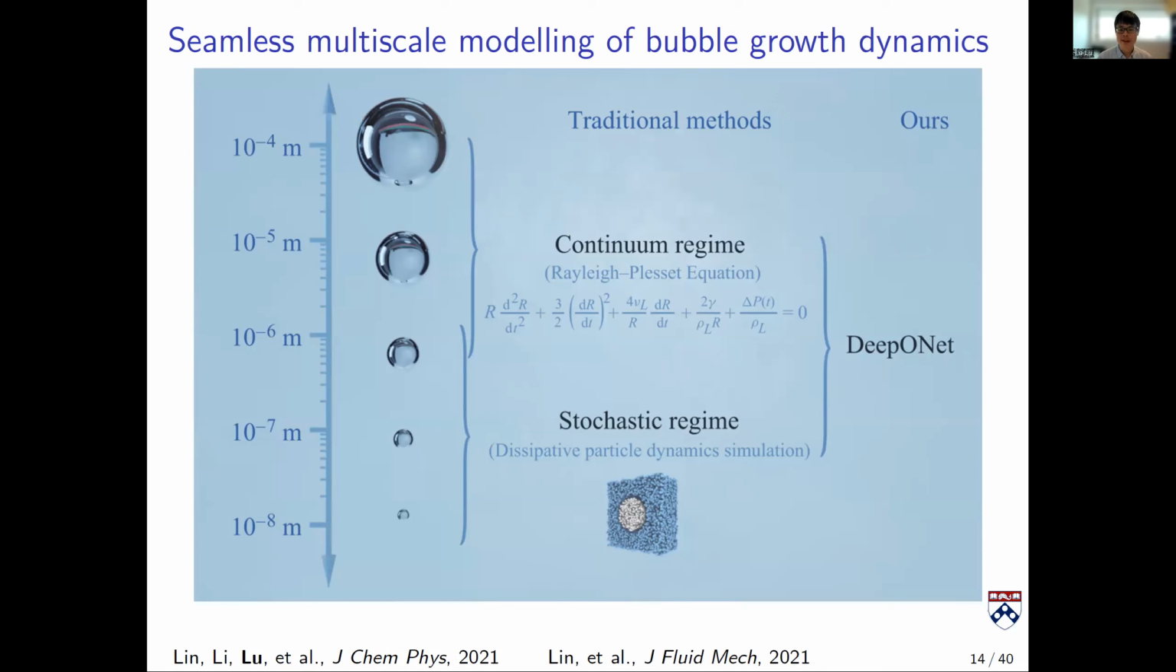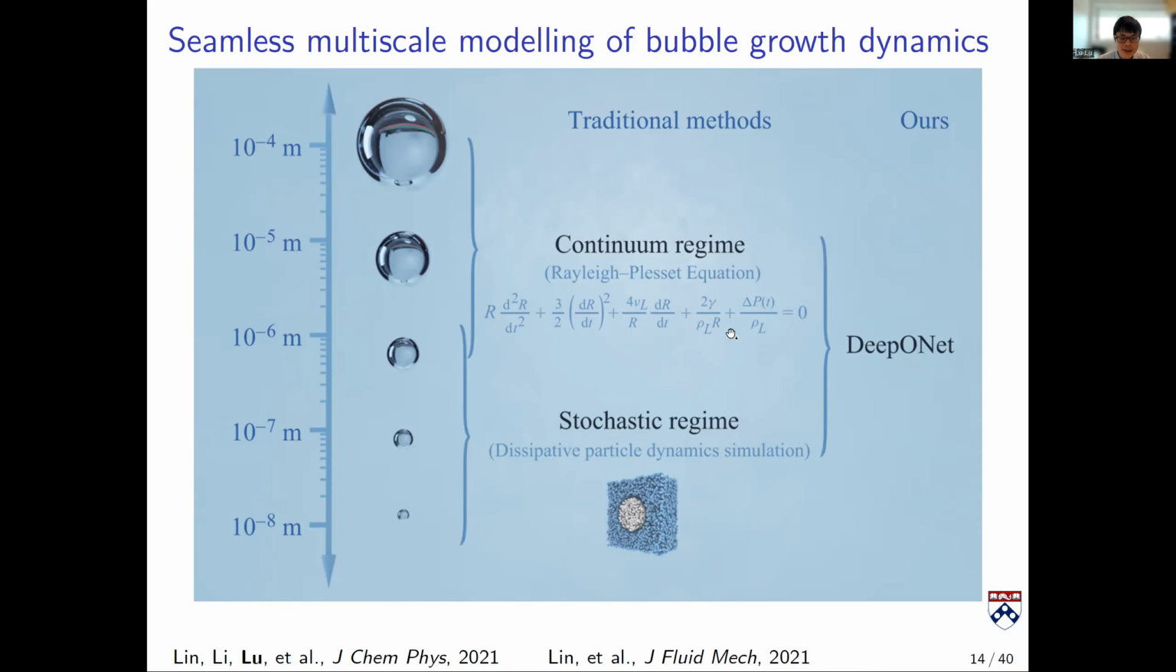Now let's go to a more realistic example. This is the multiscale problem of bubble dynamics. Let's assume we have a background of water, and in the water we have bubbles of different sizes, from small bubbles at the nanometer scale to large bubbles at the millimeter scale. If we change the pressure of the water as a function of time, then the bubble radius will also change. If we have larger pressure, the bubble becomes smaller.